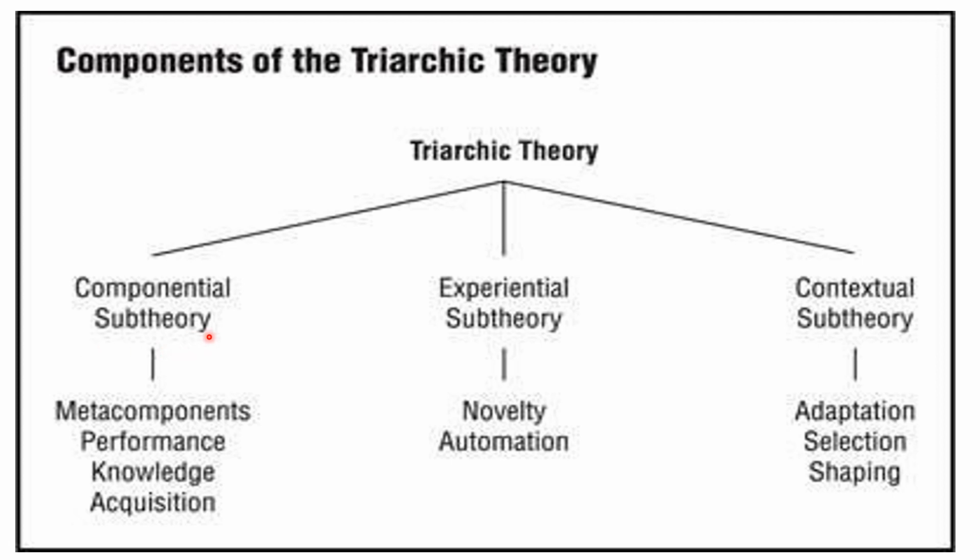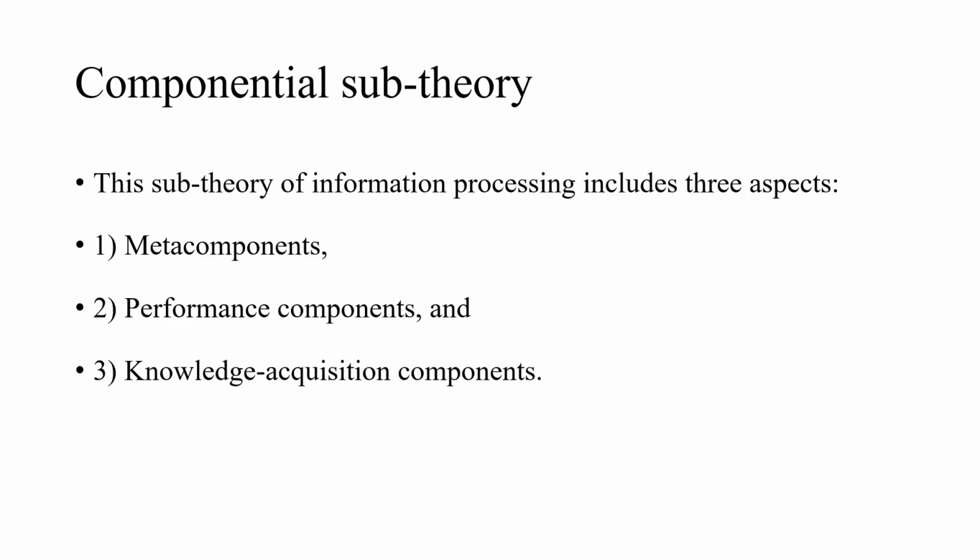Under the componential sub-theory come different aspects: the meta components, performance components, and the knowledge acquisition components. Then the aspects of experiential sub-theory are novelty and automation. And in the contextual sub-theory come adaptation, selection, and shaping. Now let's look at these aspects in detail. As we were discussing in the last slide, the aspects of componential sub-theory are the meta components, performance components, and the knowledge acquisition components.